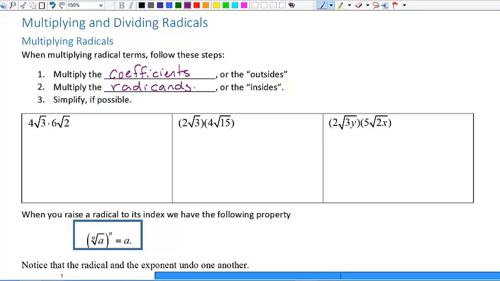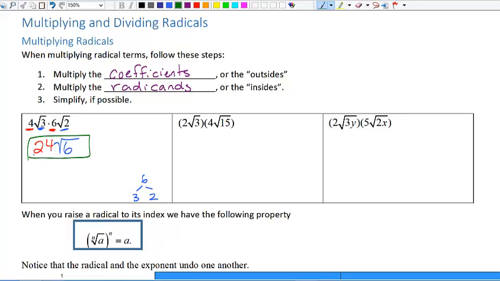So on 4 root 3 times 6 root 2, we're going to take the 4 and the 6 coefficients, and we're going to multiply them, and that gets 24. And then we're going to take the 3 and the 2 radicands, and multiply those to get 6. Now step 3 says simplify if possible. Root 6 breaks down to 3 times 2. There's no pairs of 2 in that, so I know that 24 times the square root of 6 is my final answer.